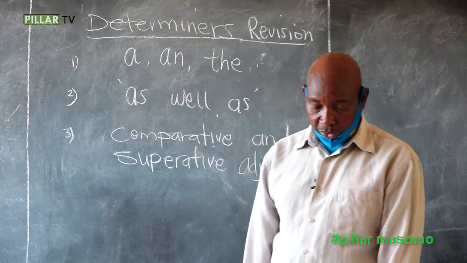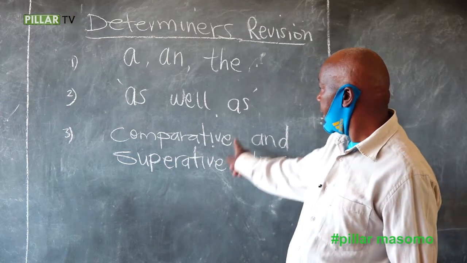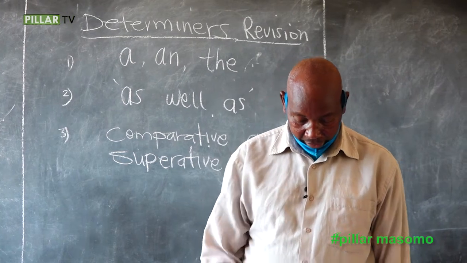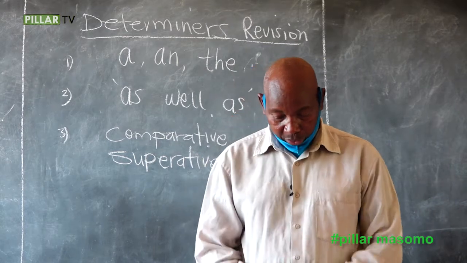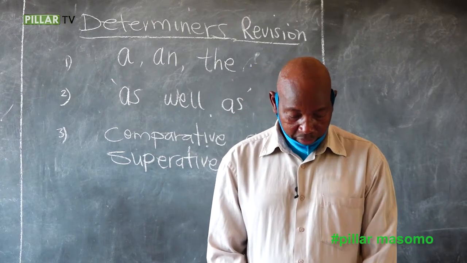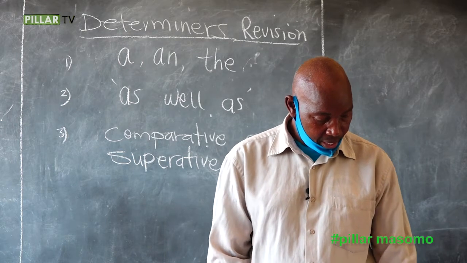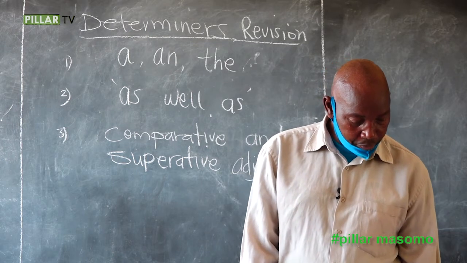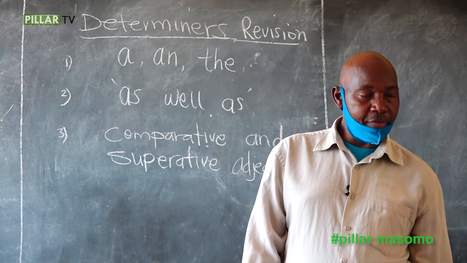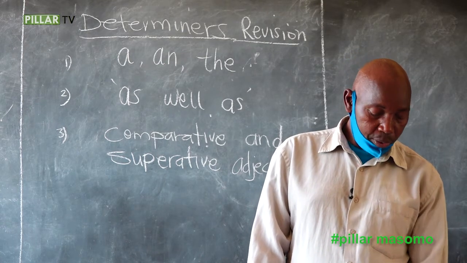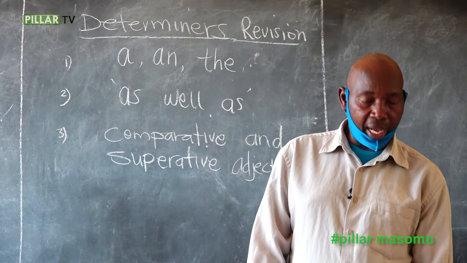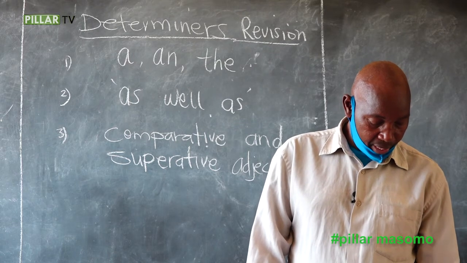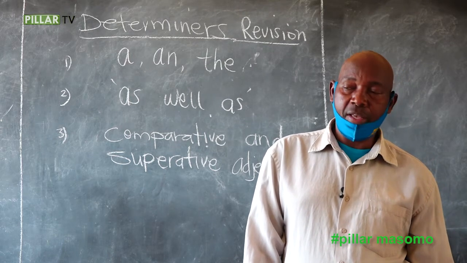Now let us also use as well as to join two different sentences. As well as, one of the sentences is, I play football, full stop. I play volleyball. Now, I want to join these two sentences using as well as. So the sentence will read, I play football as well as volleyball.